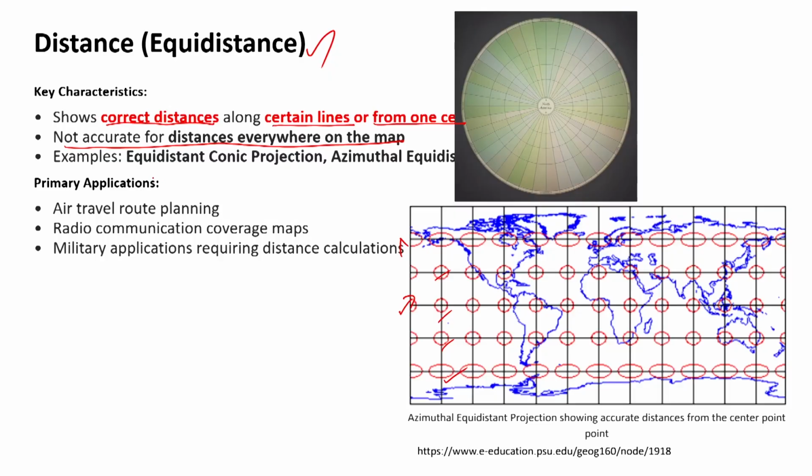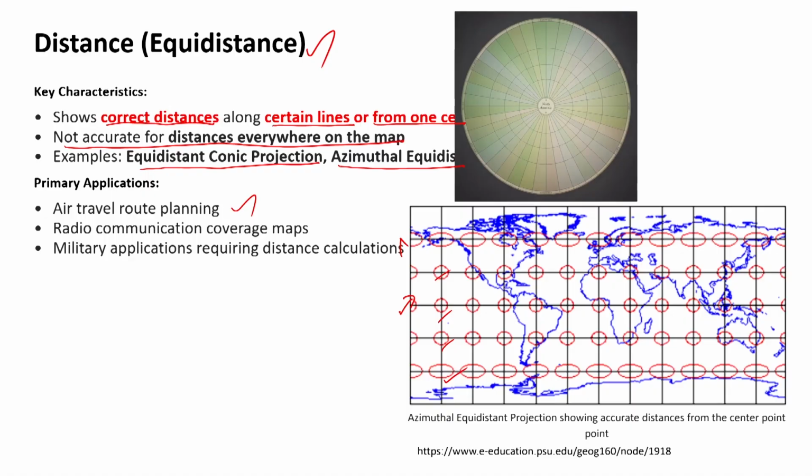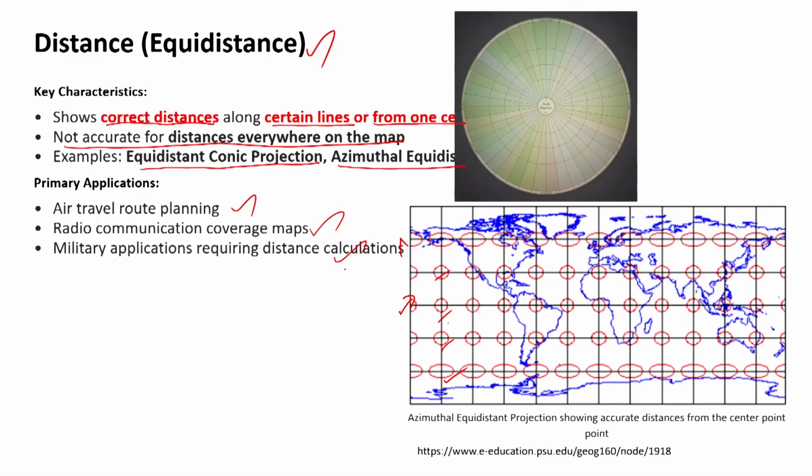For example, the equidistant conic projection and the azimuthal equidistant projection can be used if you are working with any distance-preserving projection system. Look at the applications, which are very interesting: air travel route planning, because air travel completely relies on distance, so we can use this projection effectively; radio communication coverage over a particular radius, how much area it covers in terms of distance; and military applications requiring distance calculations.